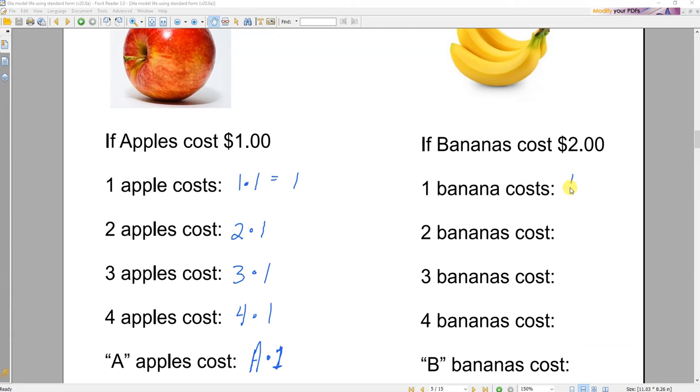1 banana would be 1 times $2. 2 bananas would be 2 times $2. 3 bananas would be 3 times $2, excuse me. 4 bananas would be 4 times $2. B bananas would be B times $2.